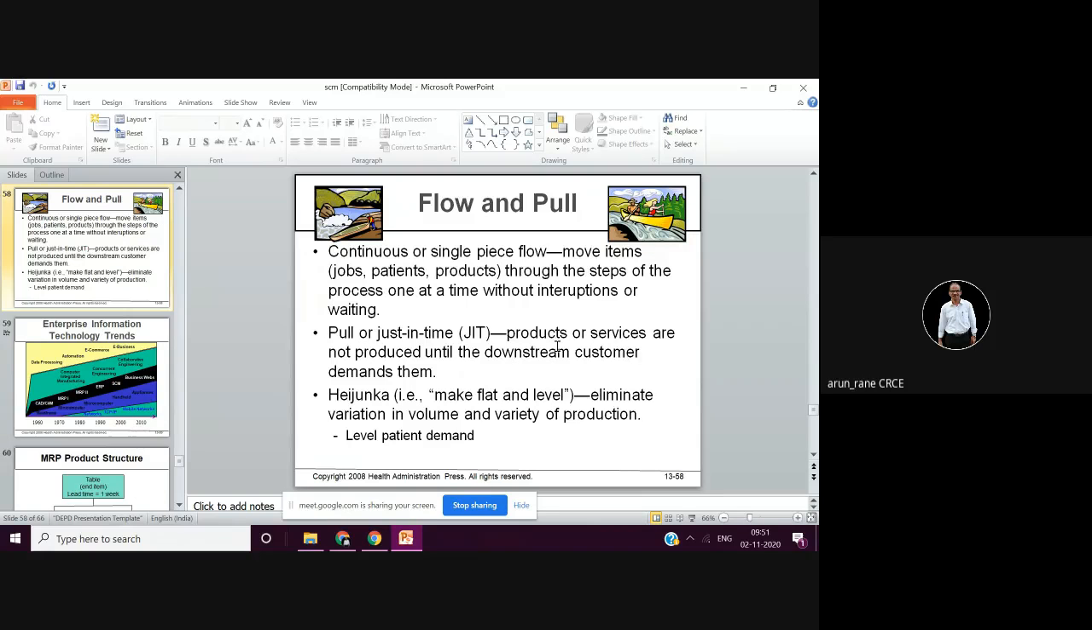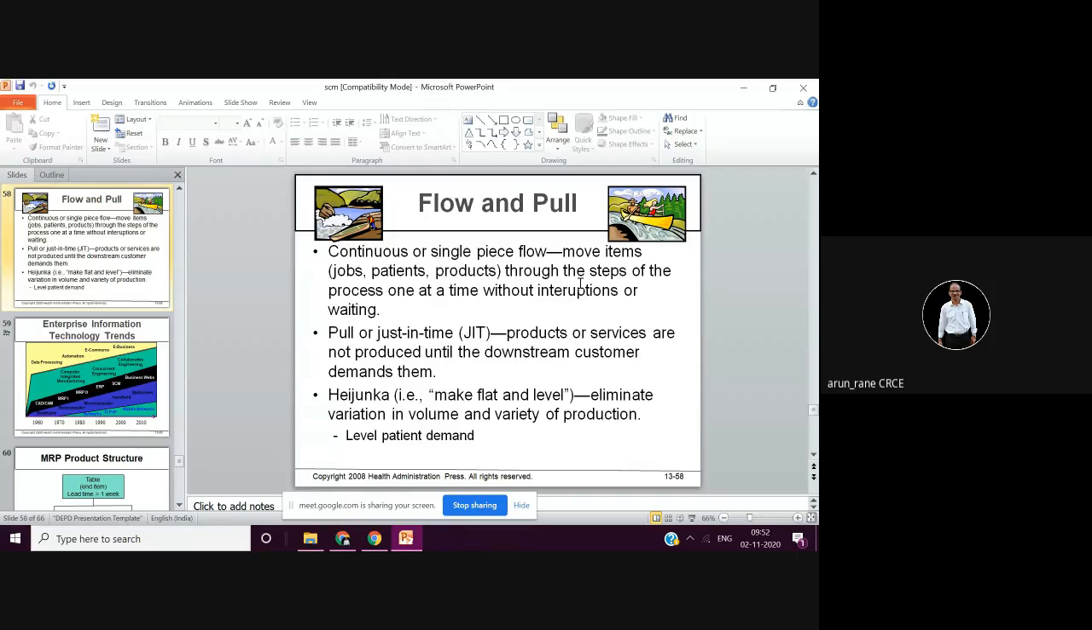So this slide is important. Here the products or services are not produced until the downstream customer demands it. Whenever there is a demand from the customer, only at that time it will be produced. Like your coffee vending machine, this is perfectly an example of just in time. Wherever you need tea or coffee or any soft drinks, at that time you go to the vending machine and you make it, isn't it?